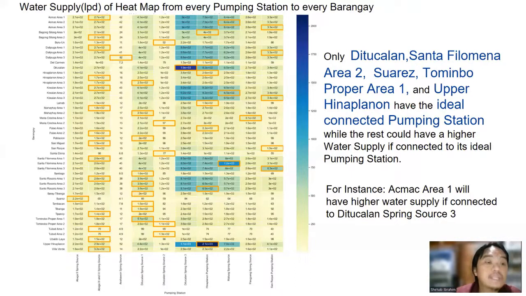Another, the Santa Filomena Area 1. The Santa Filomena Area 1 is also connected to Abaga 3 and 4, which has a water supply of 260. But if this area were transferred to Dito Calan Spring Source 3, it would have a water supply of 850 liters per day.